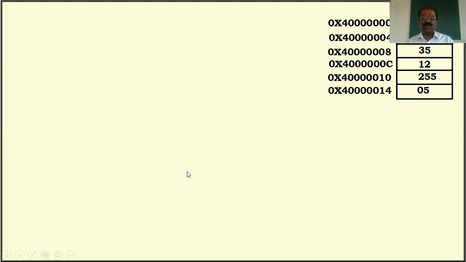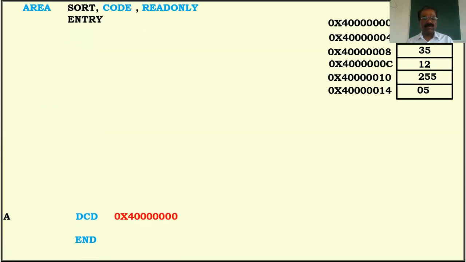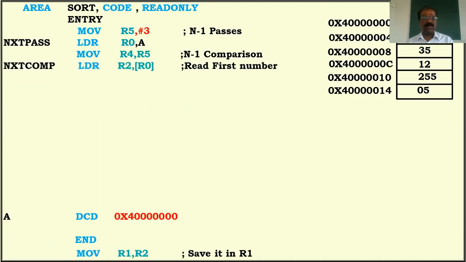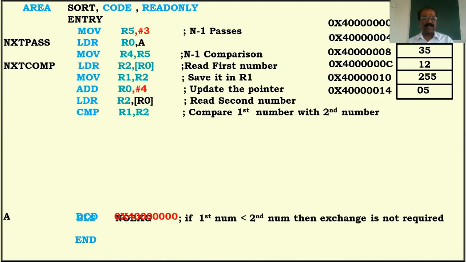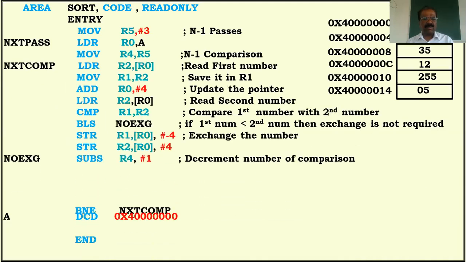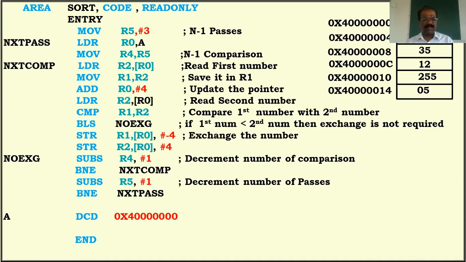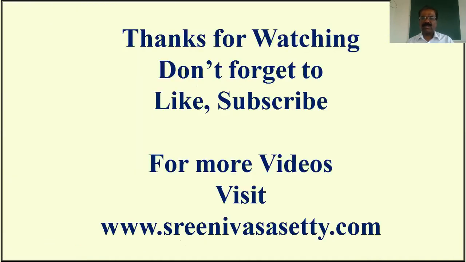Now what I'm going to do is just show the program. This is the program to arrange the numbers in ascending order. This is a complete program. I'm going to explain it line by line using Keil MicroVision software.